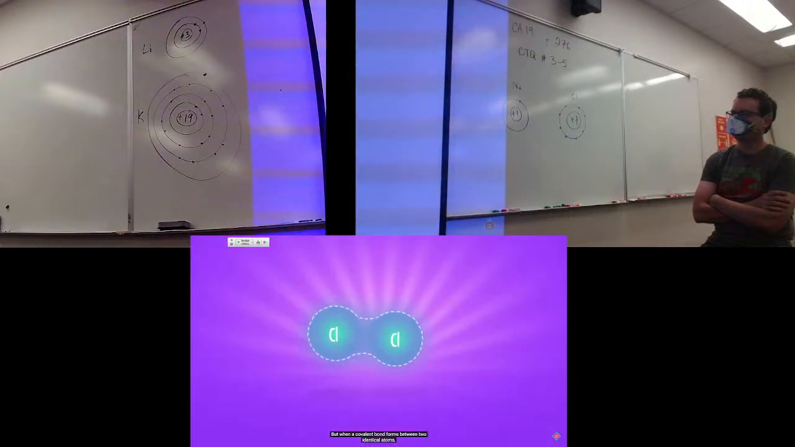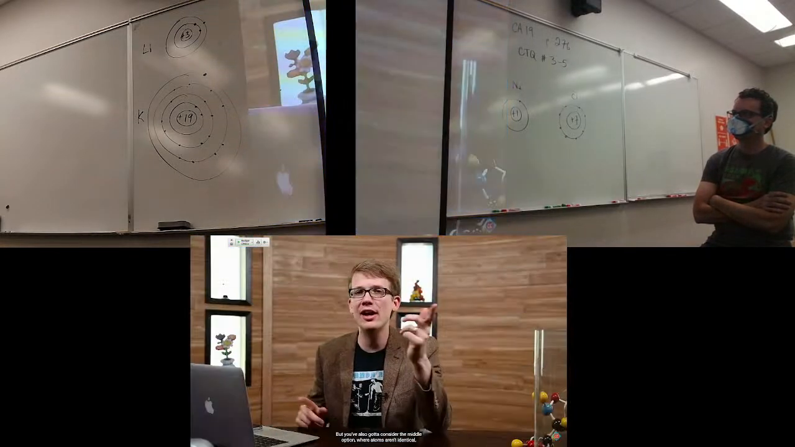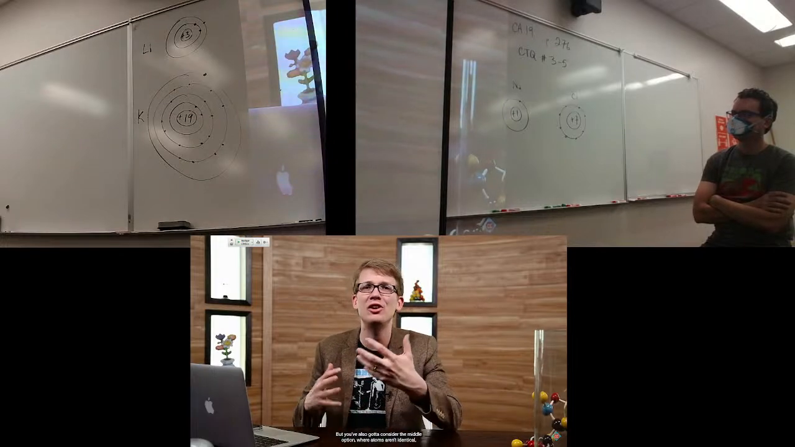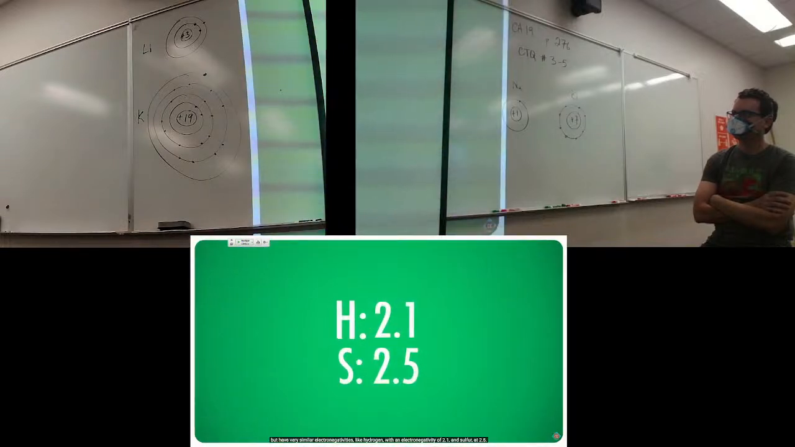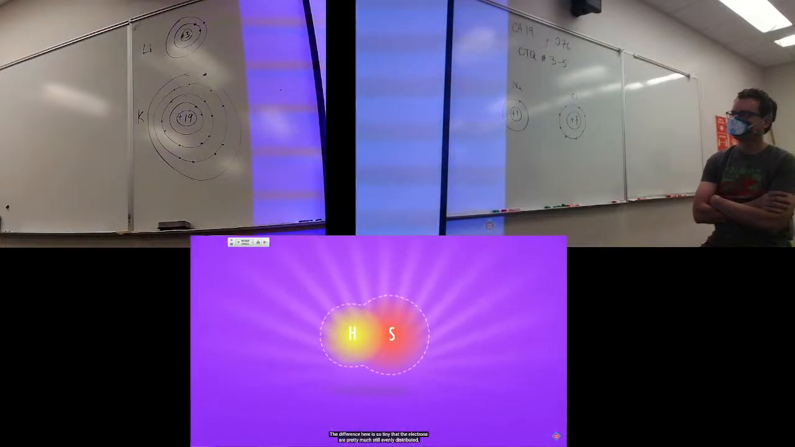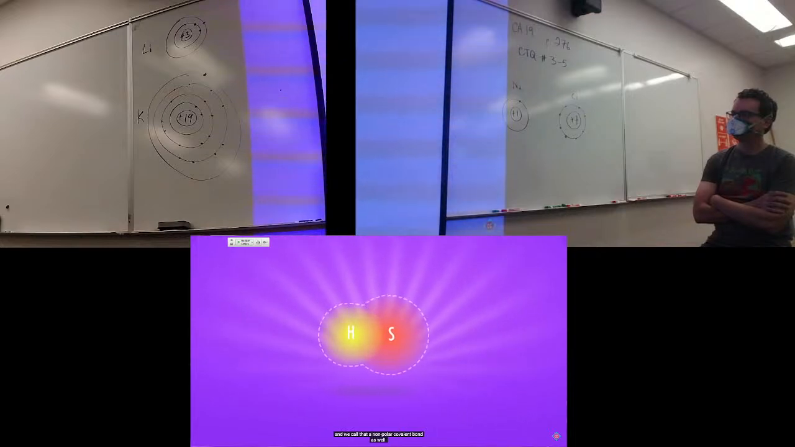But when a covalent bond forms between two identical atoms, like the two chlorine atoms in our graph earlier, the electrons are distributed evenly. We call this a nonpolar covalent bond. But you've also got to consider the middle option, where the atoms aren't identical but have very similar electronegativities, like hydrogen with an electronegativity of 2.1 and sulfur at 2.5. The difference here is so tiny that the electrons are pretty much still evenly distributed, and we call that a nonpolar covalent bond as well.